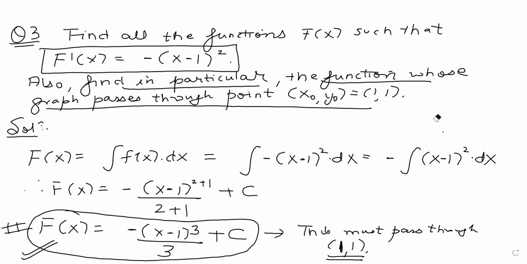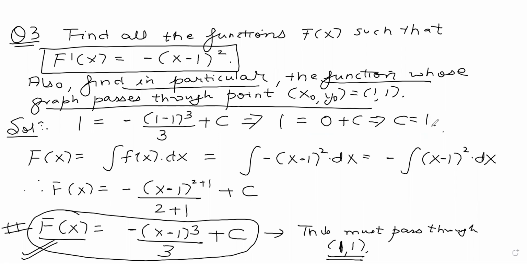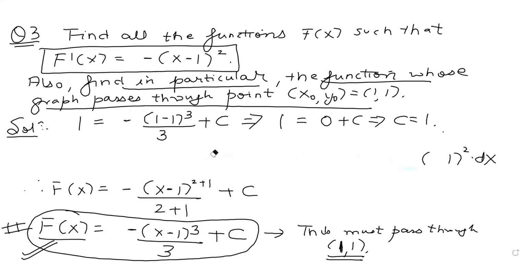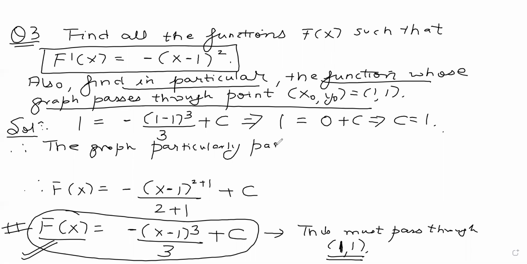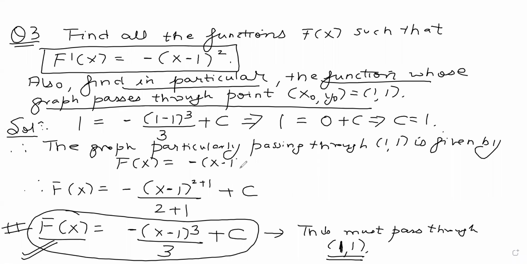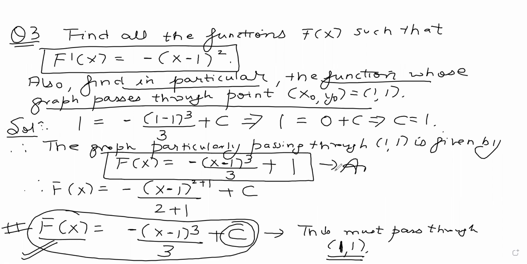So I can write, if I put f of x as 1 and x is also 1, I can solve for c. So 1 is equal to 0 plus c, which implies c is equal to 1. So in particular, what is my solution? I can just put the value of c back. So therefore, the graph particularly passing through (1, 1) is given by f of x equals minus (x minus 1) cube by 3 plus, what is the value of c? 1. So this is your final answer for this question.